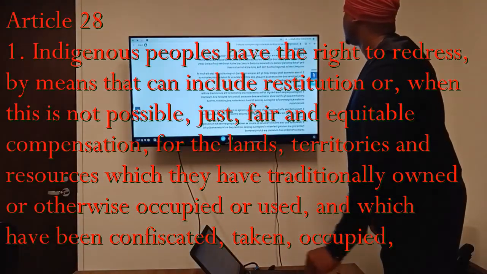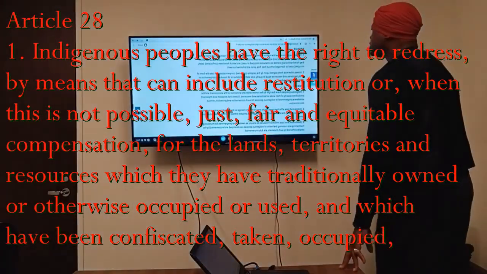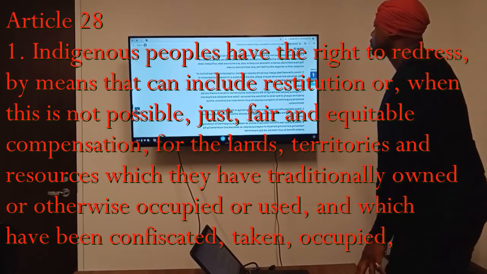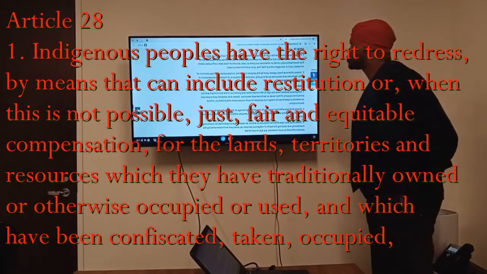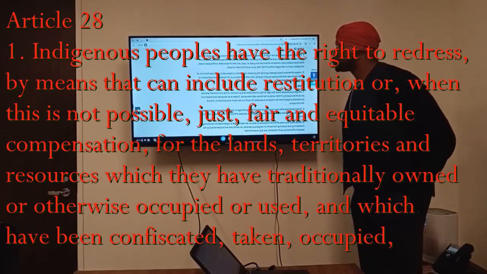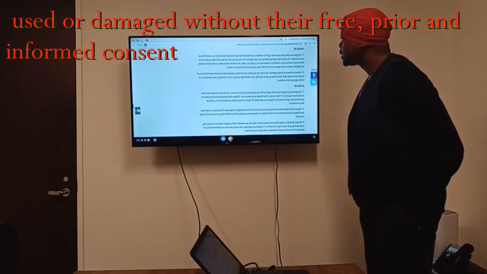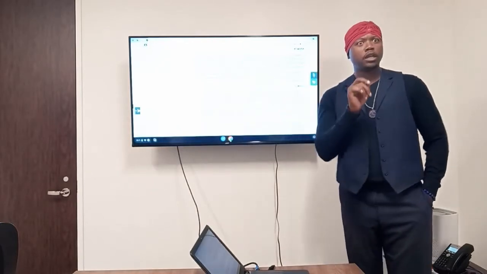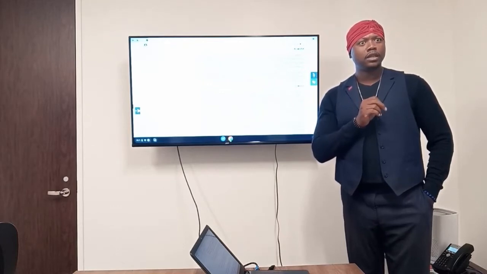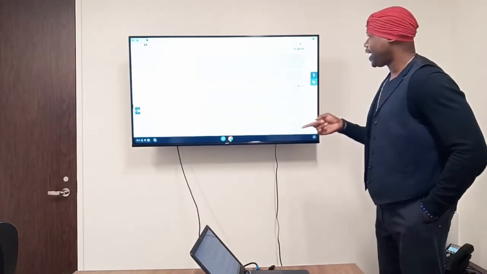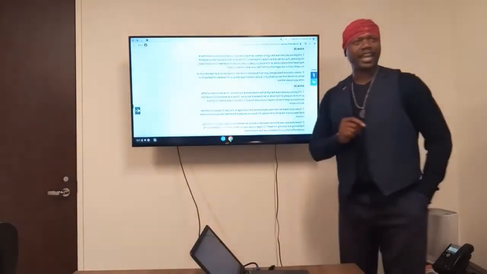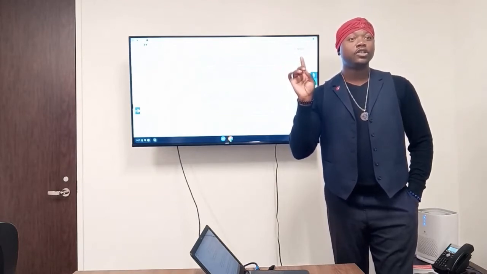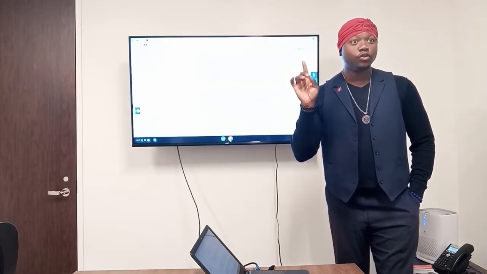Article 28. Section 1. Indigenous peoples have the right to redress, by means that can include restitution or, when this is not possible, a just, fair, and equitable compensation for the lands, territories, and resources which they have traditionally owned or otherwise occupied or used, and which have been confiscated, taken, occupied, used, or damaged without their free, prior, and informed consent. So it's letting you know right here in 28 that we did not give consent to you to come and take and confiscate our stuff. That's what it's saying. It says "confiscated." They just told on you. The United Nations just told them, they stole y'all's stuff. Y'all need to wake up. You didn't give it to them, they stole it.